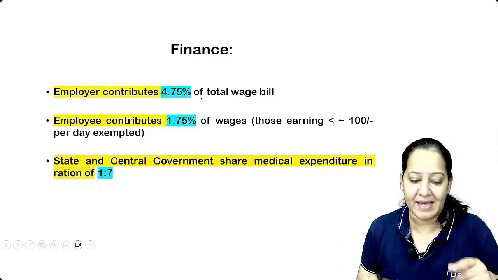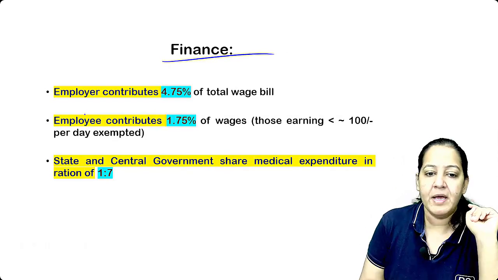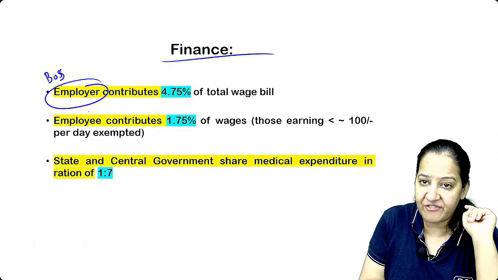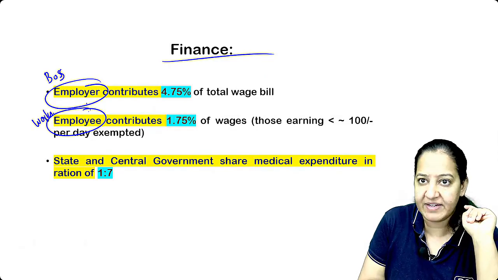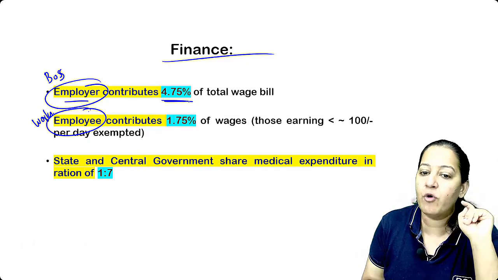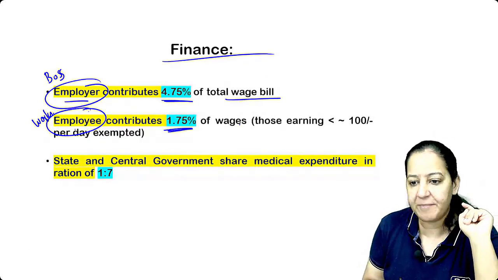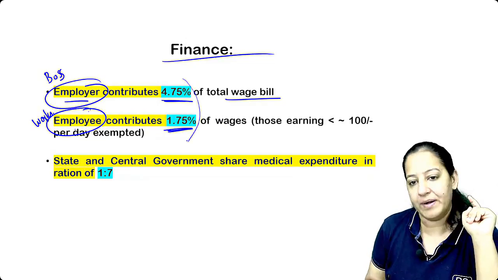So how much premium has to be paid? What about the finances? Who will pay the premium? Employer is the boss. He is the boss of the factory, company, whatever. And employee is the worker. I guess everyone can understand. So the boss will pay 4.75% of the total wages. And the employee will pay 1.75% of the total wages. Got it? So this is how it is paid.